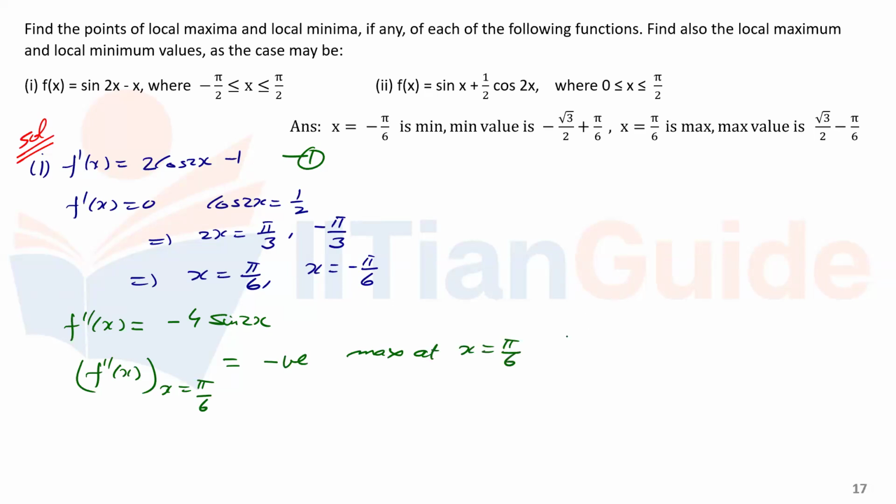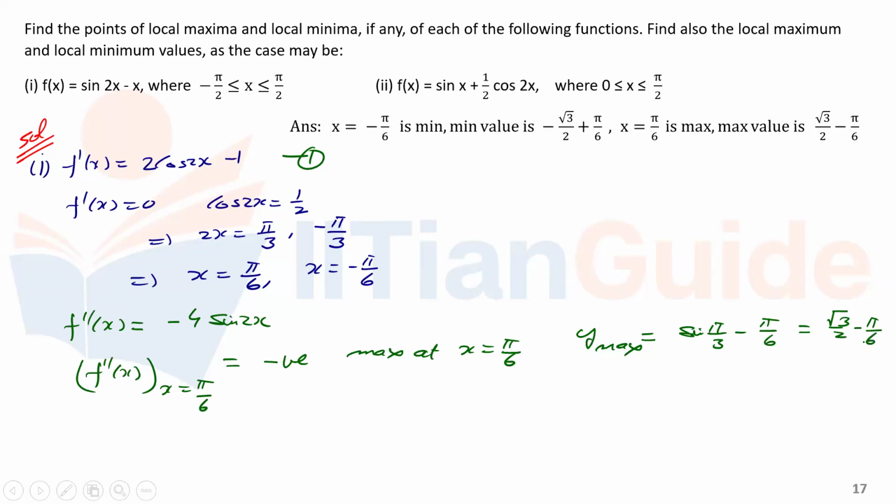And I will calculate its maximum value. So y maximum, the value I'm getting, I will put it in the main equation, sin 2x minus x. That is sine of pi by 3 minus pi by 6. Sine pi by 3 is root 3 by 2, minus pi by 6. This is my maximum value.